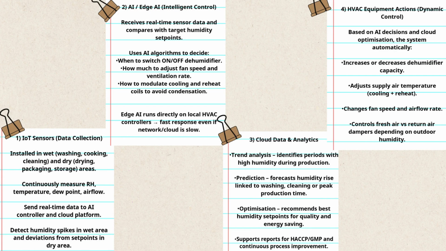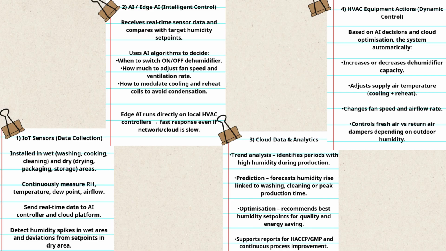Second, AI or HAI compares the real-time data with the target humidity levels. It uses intelligence algorithms to decide when to adjust the dehumidifier, fan speed, cooling, or reheating to avoid condensation. HAI makes these adjustments very quickly because it runs locally on the equipment.